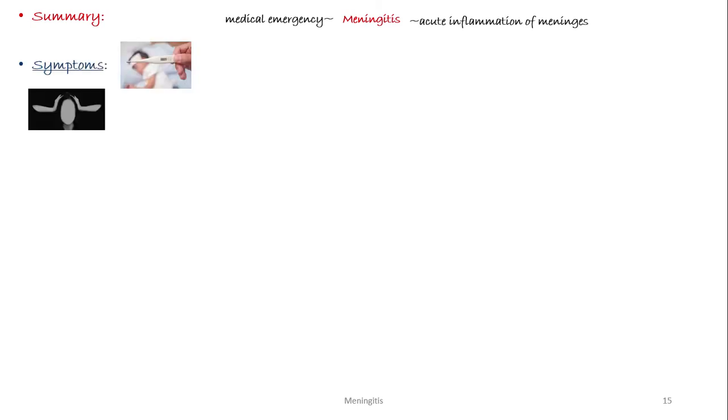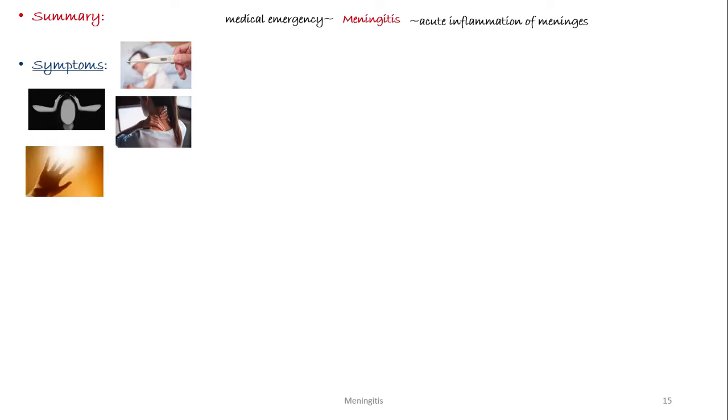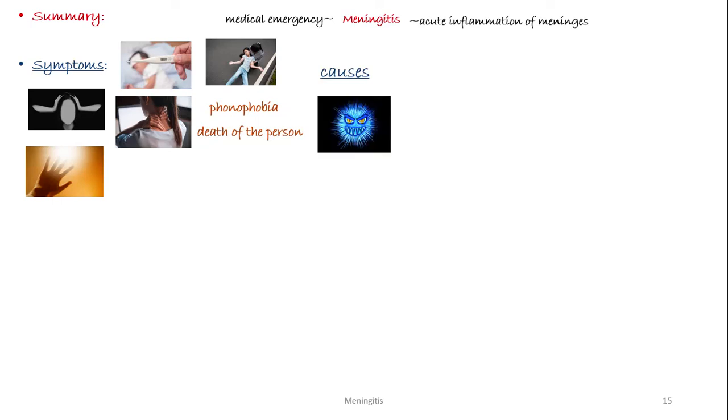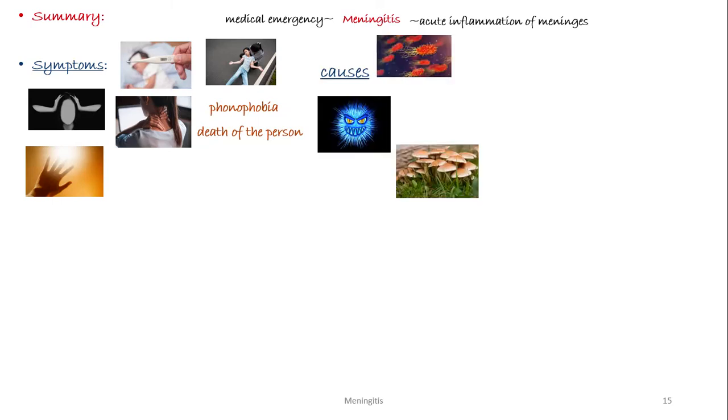Now let us take a quick recap or summary of meningitis. Meningitis is acute inflammation of the meninges, and it is a medical emergency. The symptoms include high fever, headache, stiffness of the neck, photophobia, phonophobia, seizures, and ultimately death of the persons. The causes are viruses, bacteria, fungi, parasitic infection, or non-infectious causes.